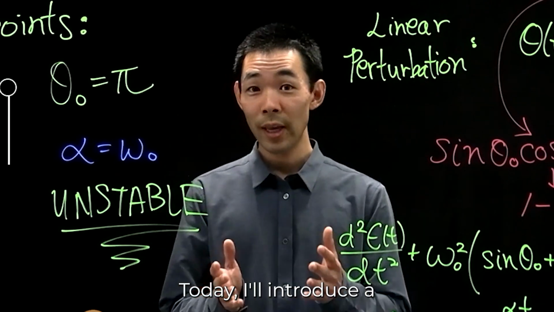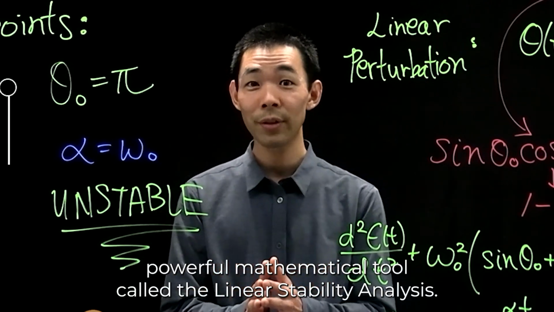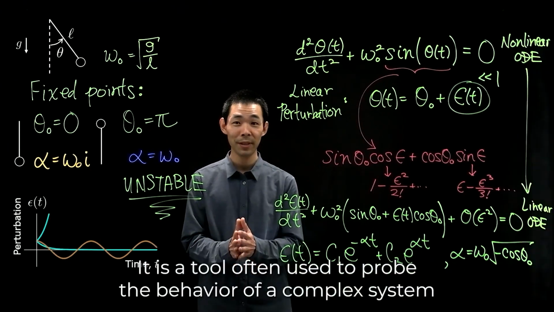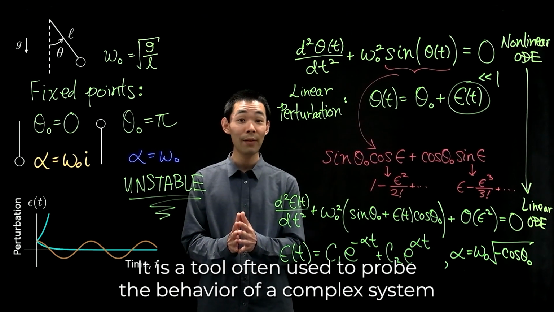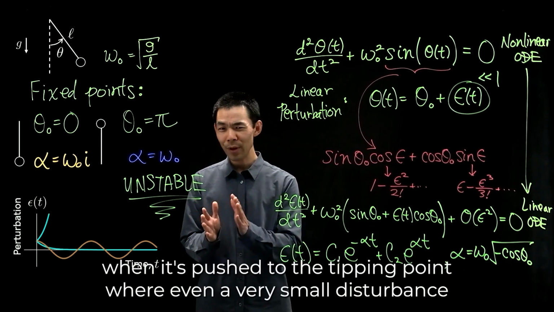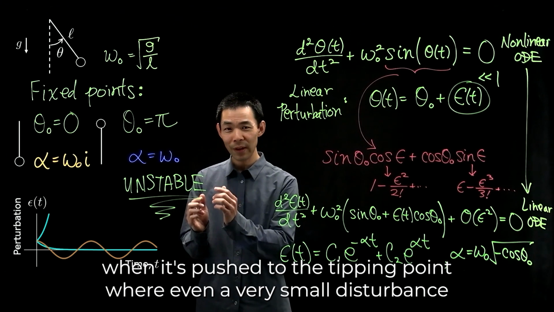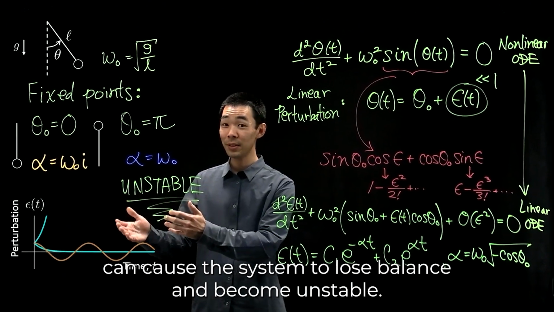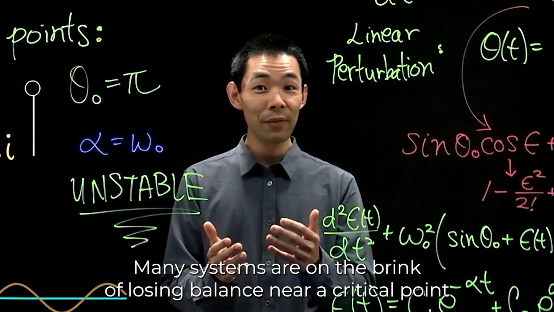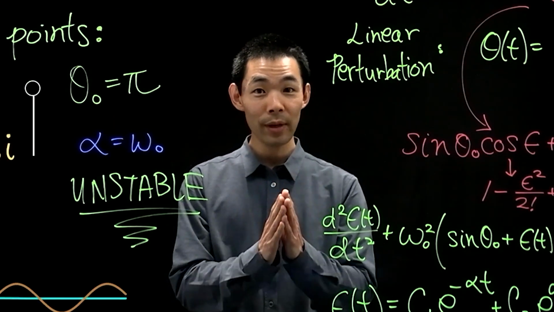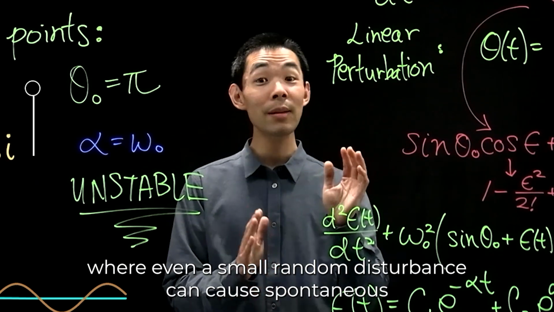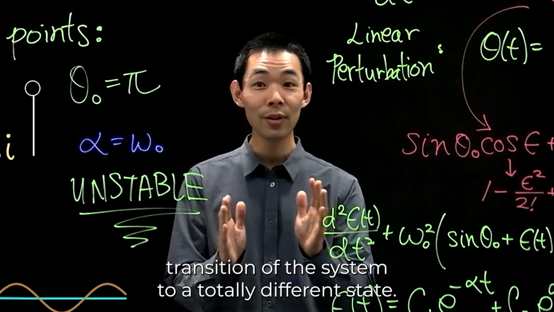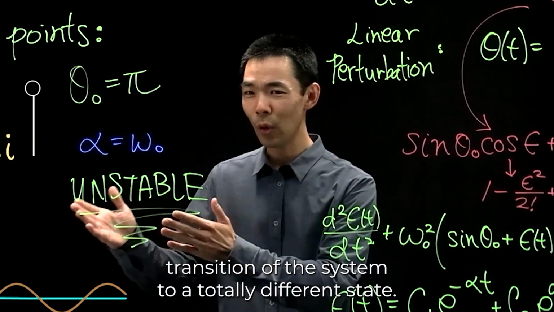Today, I'll introduce a powerful mathematical tool called the linear stability analysis. It is a tool often used to probe the behavior of a complex system when it's pushed to the tipping point, where even a very small disturbance can cause the system to lose balance and become unstable. Many systems are on the brink of losing balance near a critical point where even a small random disturbance can cause spontaneous transition of the system to a totally different state.